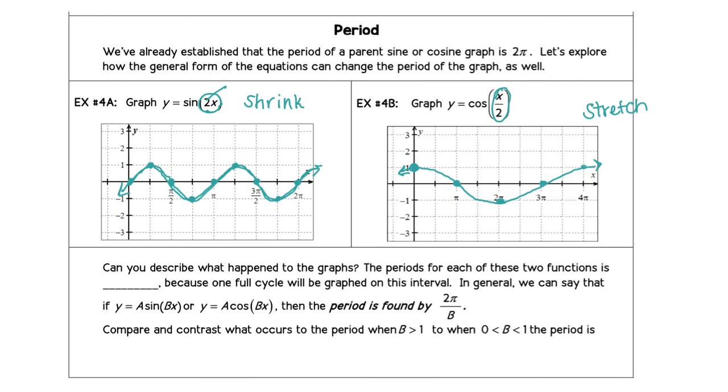So you can describe what happened to the graphs. And then the period for each of the functions, you're going to say is 2 pi over b, because one full cycle can be graphed in that interval. In general, we could say that for a sine bx or a cosine bx, right there is where you can find the period. And compare and contrast, if b is greater than 1, you have a horizontal shrink.